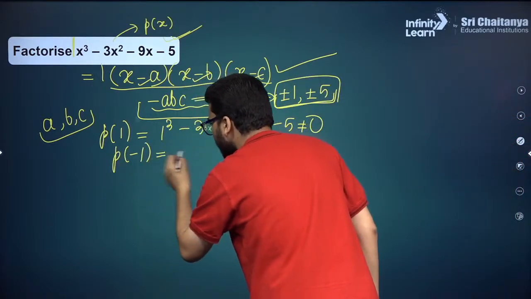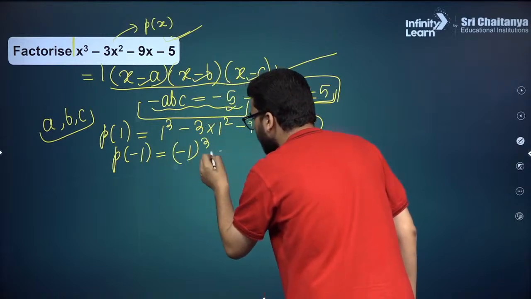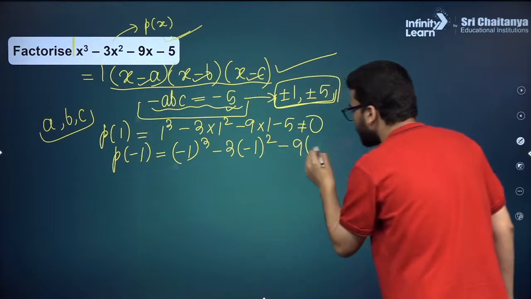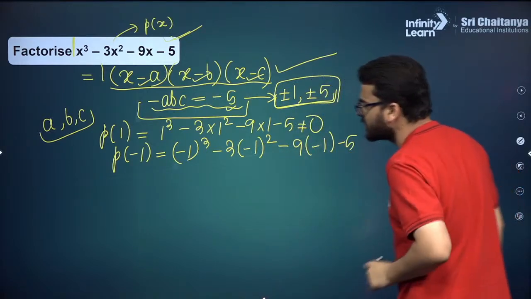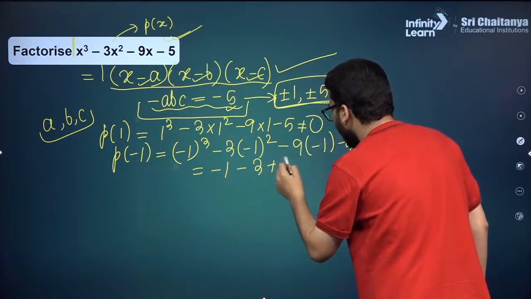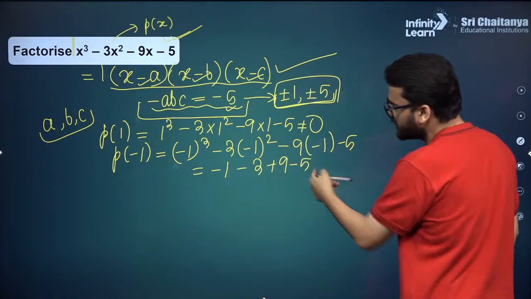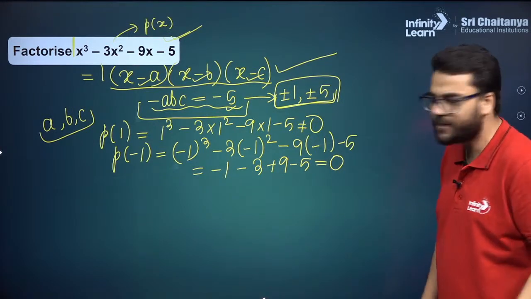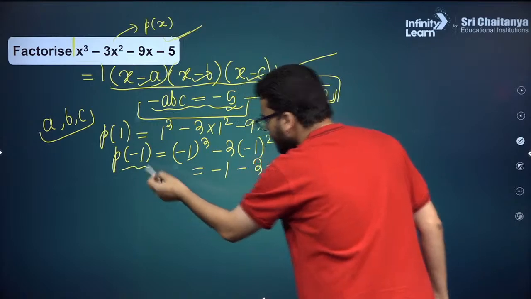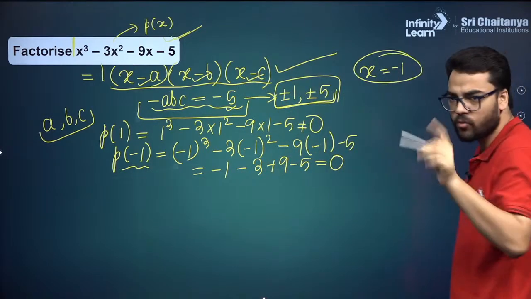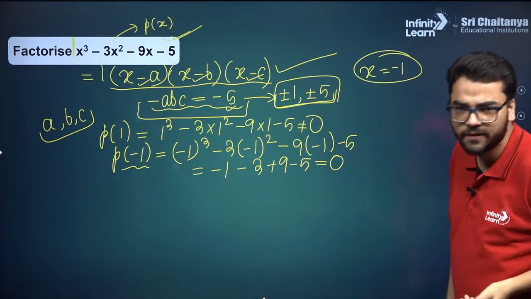P of minus 1 over here is minus 1 cube minus 3 into minus 1 square minus 9 into minus 1 minus 5. What is this coming out to be, guys? Minus 1 minus 3 plus 9 minus 5. So this is coming out to be 0. So what does it mean? Can I not say that x is equal to minus 1 is a 0 of this polynomial? X is equal to minus 1 is a 0 of this polynomial.